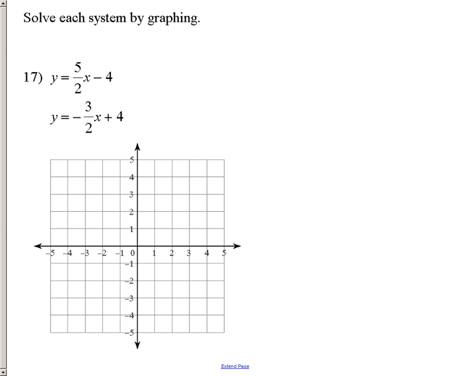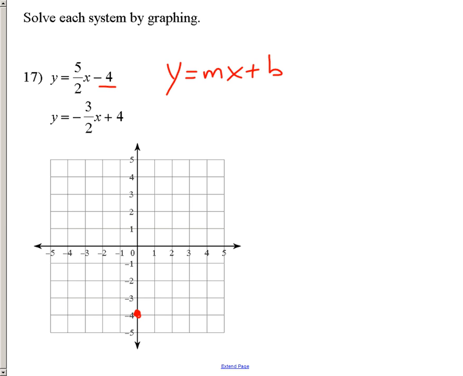Number 17. Okay, here's a case where I would not freshman graph this because you guys know this is in slope-intercept form, y equals mx plus b. So in this case, we're going to start at -4. And I always talk about this being, once we're in slope-intercept form, I talk about it being like corn growing. So it's like, where do we plant the corn? How fast does it grow?